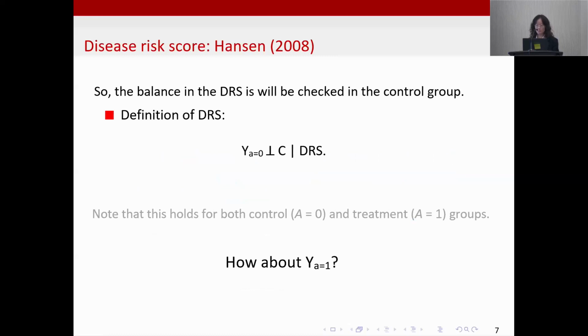So Y sub 0 is independent of C given DRS. And since DRS is about the counterfactual had the treatment not happened, the DRS balance can be checked in the control group only. Then how about Y sub 1? Since we need both counterfactuals to get the ATE formula.